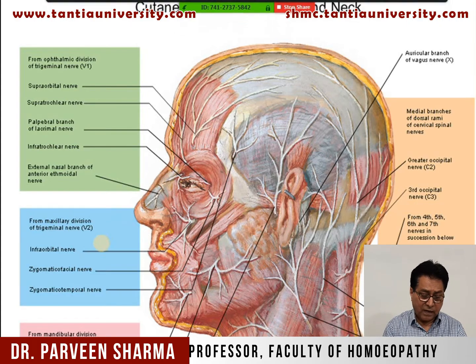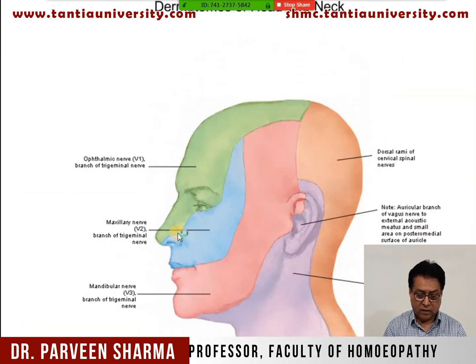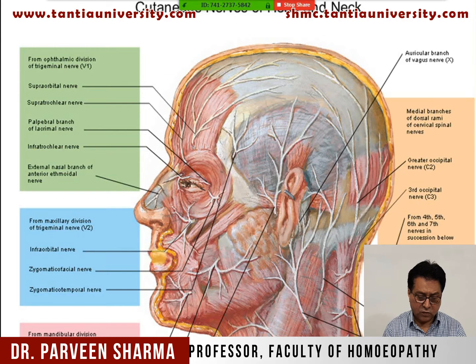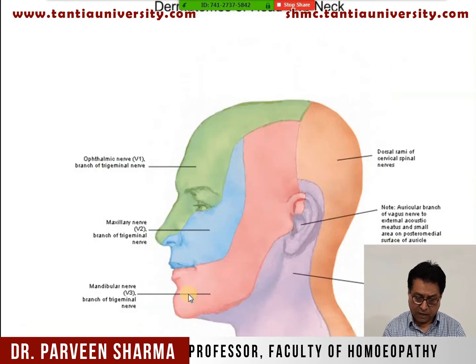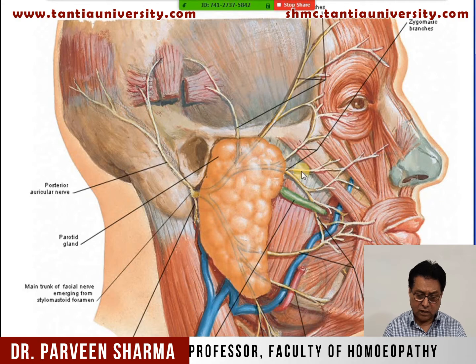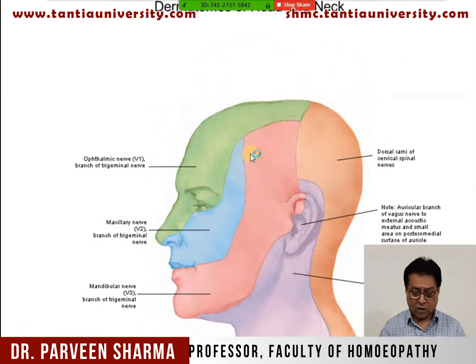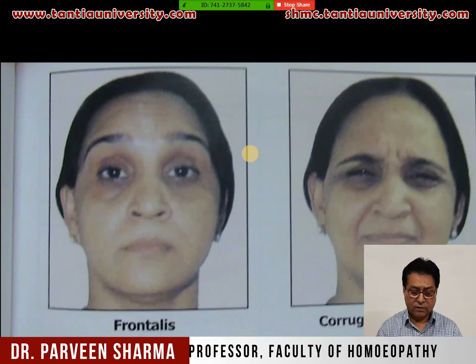Then you have 3 branches from the maxillary nerve. Here, this one is the infraorbital. Again, this one is the infraorbital, then zygomaticotemporal and zygomaticofacial, this one. Then from the mandibular you have mental and buccal branches. See, so these are the motor branches which supply the muscles, and these are the sensory branches which supply the skin of the face. So that's about the nerve supply of the skull.